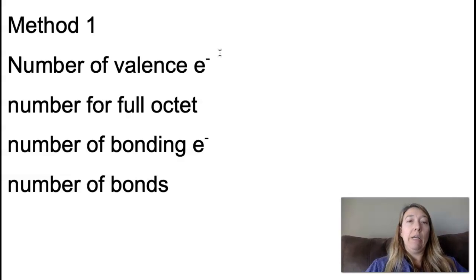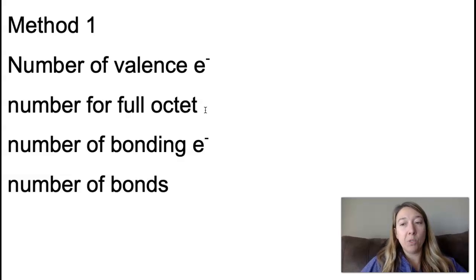The next line says number for full octet. This basically means, if I wanted to give everything a full valence shell, how many electrons would I actually need? So I'm going to look at the formula that I have. For every atom that is not H or B, I'm going to count it as wanting 8. So if I have CO2, I have a C and 2 O's, so I have 3 atoms, none of which are any of the special ones.